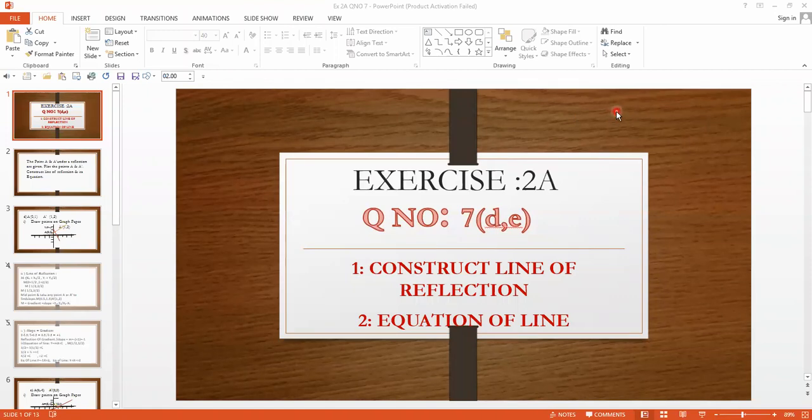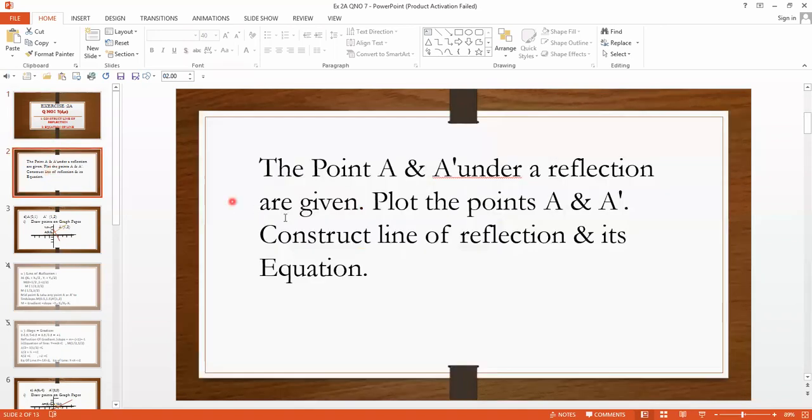As we have already done yesterday in part A and B, the first step is to plot the graph according to the given points. So today we have to do part D. First, we have to plot the points, both of these two points, A and A prime. Then we have to find the line of reflection, and after that we have to find its equation.